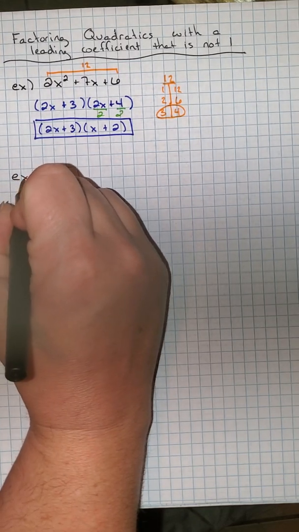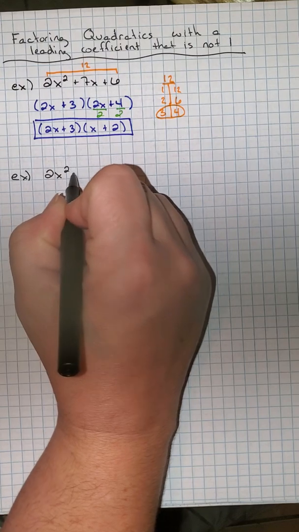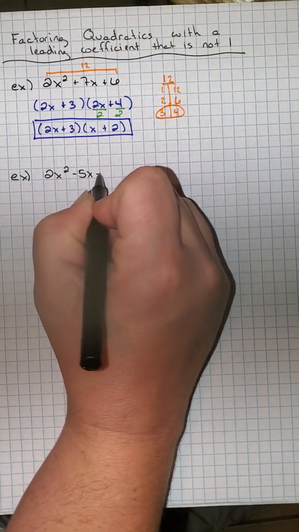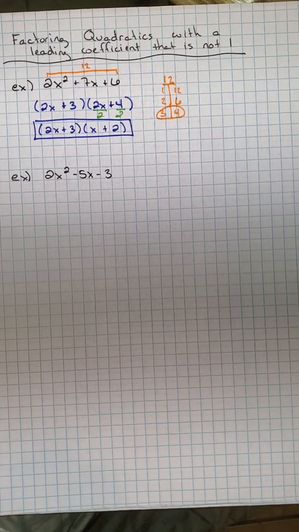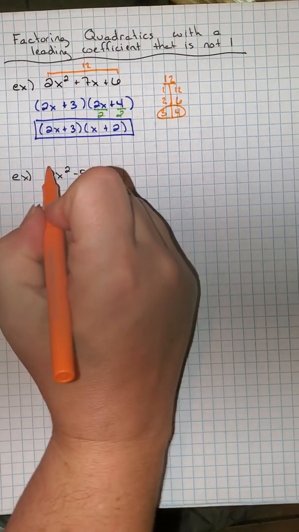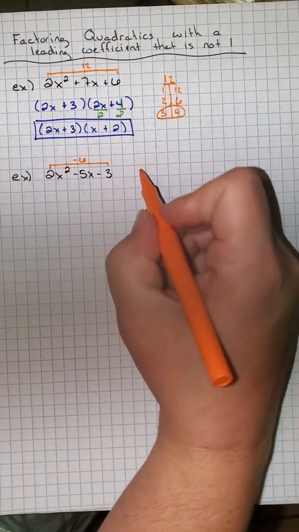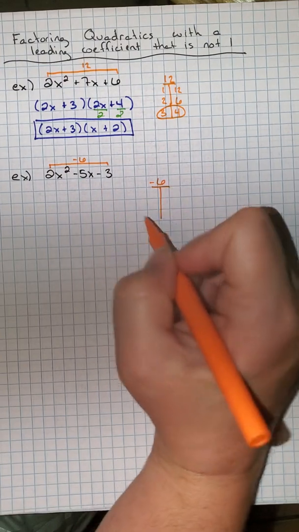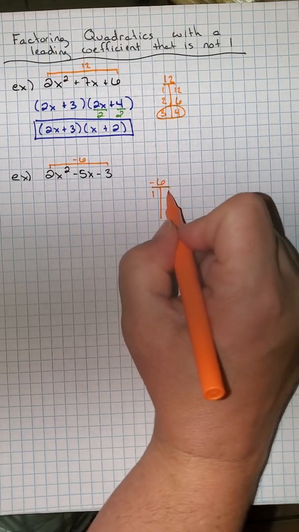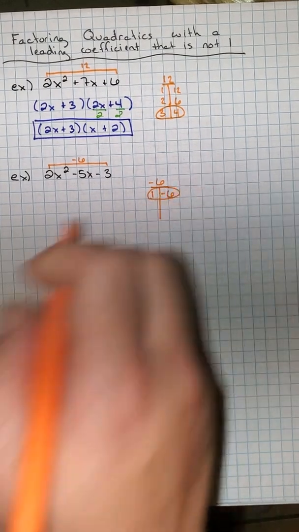Alright, next example. Let's throw some minuses in there. You have 2x squared minus 5x minus 3. So multiplying the first and the last, 2 times negative 3 is negative 6. So we need two numbers that multiply to negative 6 but add to negative 5. 1 and 6, the bigger would be negative. Actually, there's our pair right off the bat.